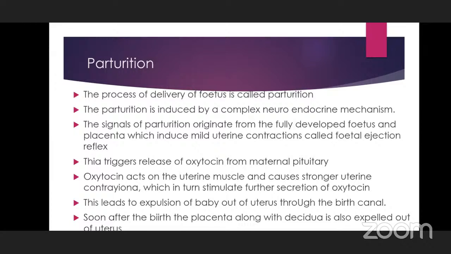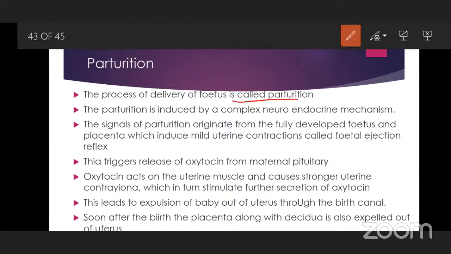After the complete formation of the fetus, the next step is parturition. So the process of delivery of the fetus is called parturition. The parturition is induced by a complex neuroendocrine mechanism. So neuro as well as endocrine mechanism, that is brain as well as endocrine glands, they are together coordinating with each other to induce the process of parturition. The signal of parturition originates from the fully developed fetus and placenta, which induces mild uterine contractions.